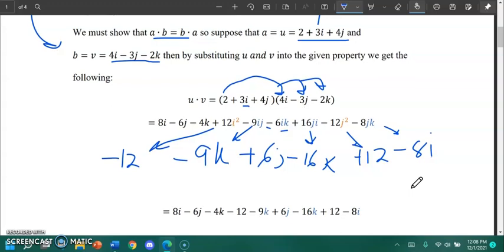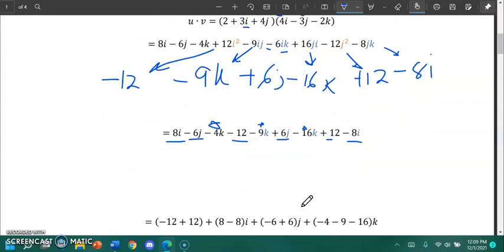From here, we would then combine like terms, find the ones that are similar, and put them together. So we notice that negative 8i and 8i are the same. We have negative 12 and positive 12. We have negative 6j and positive 6j. And we have 3 k terms: 3k, negative 4k, negative 9k, and negative 16k.